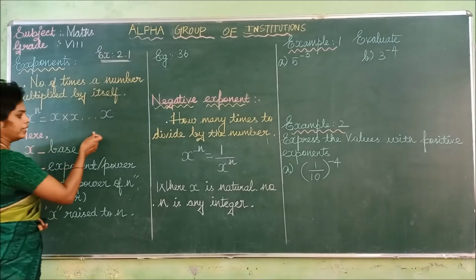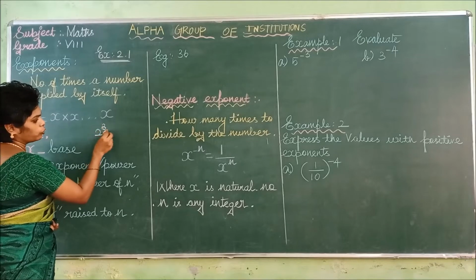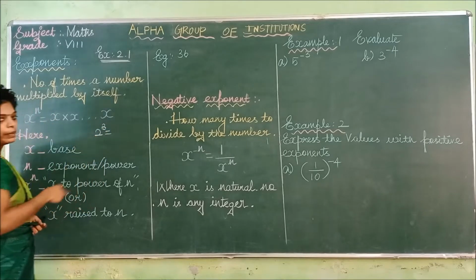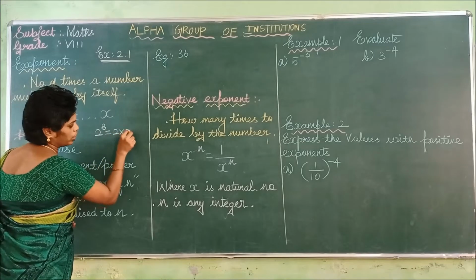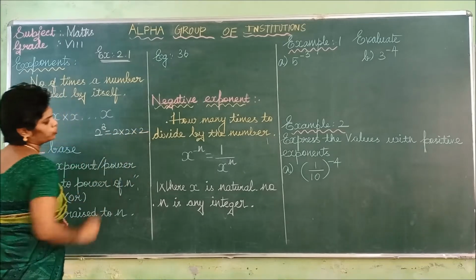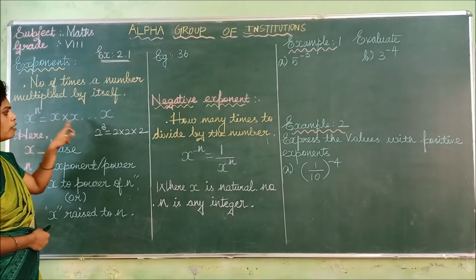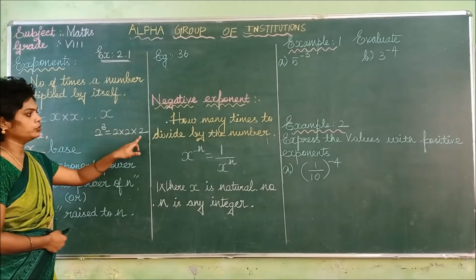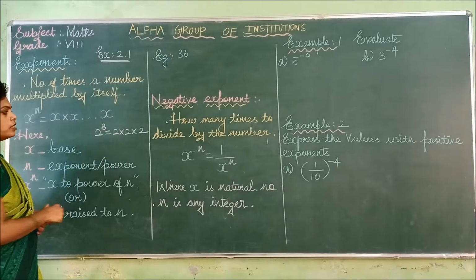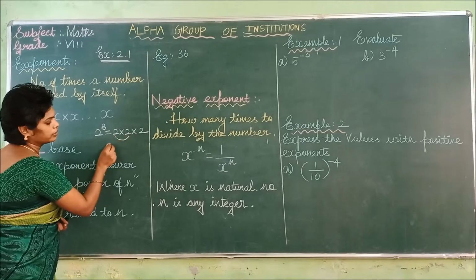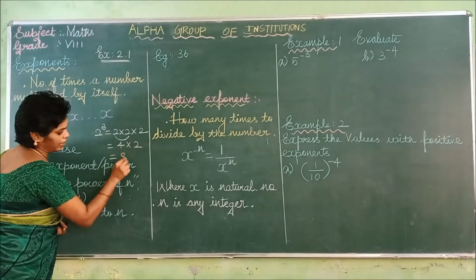That means, if you take an example, 2 power 3, what does 2 power 3 mean? This 2 is repeatedly multiplied 3 times, that is 2 into 2 into 2. So 2 power 3 is in the form of 2 into 2 into 2. How many times? 3 times is multiplied. So if you multiply this, what do you get? 2 2s are 4 and 4 2s are 8.